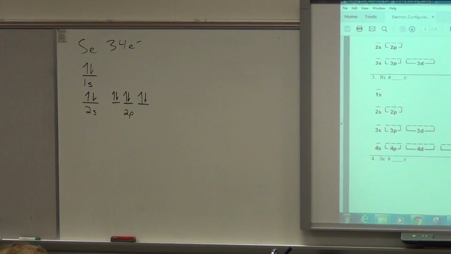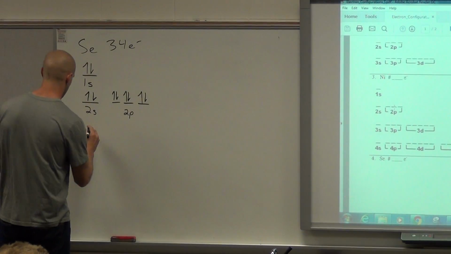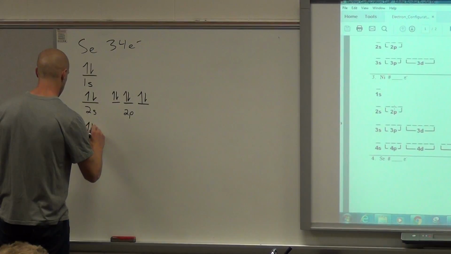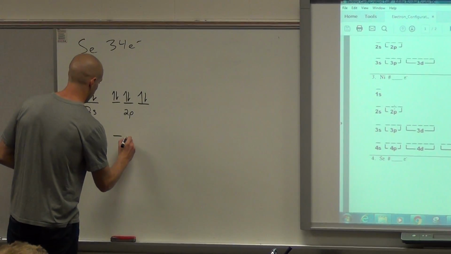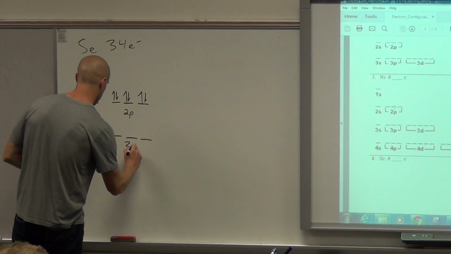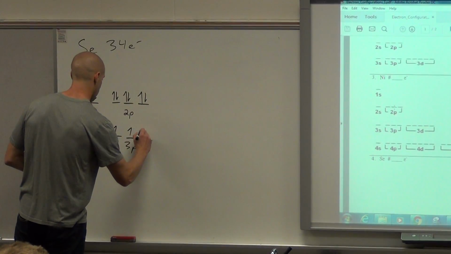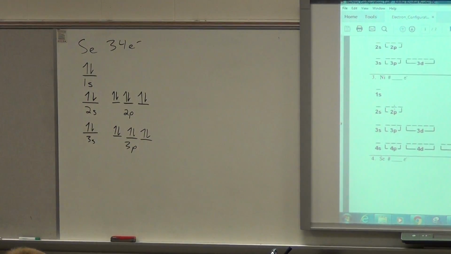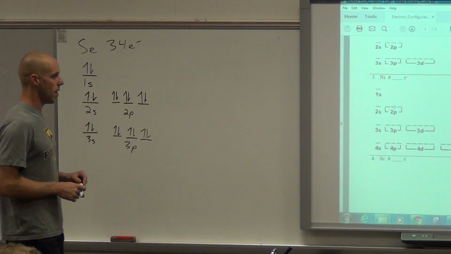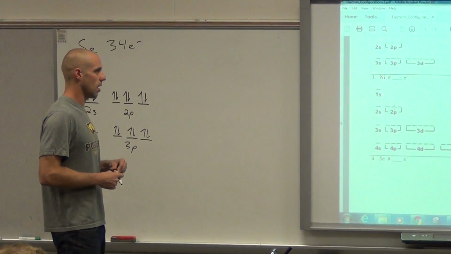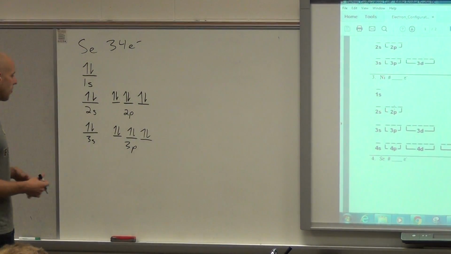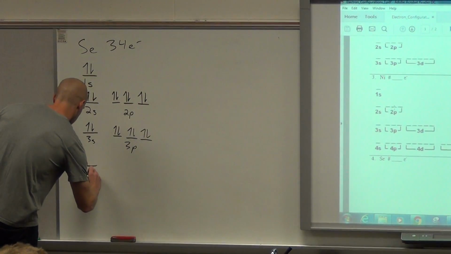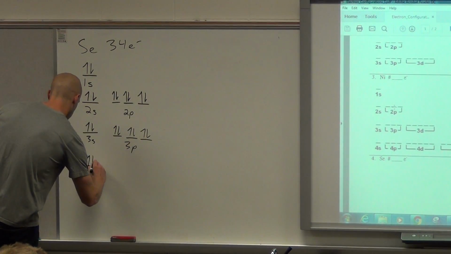Okay, after we get done with 2p, next comes 3s. So make our box for a 3s. 1, 2. And we go 1, 2, 3. It's 3p. Okay, after 3p, we've got to look at what comes next on our cheat pyramid. It's not the 3d that comes next. 4s comes after our 3p. So we're going to have to go down here. We go to 4s. Fill in 1, 2.